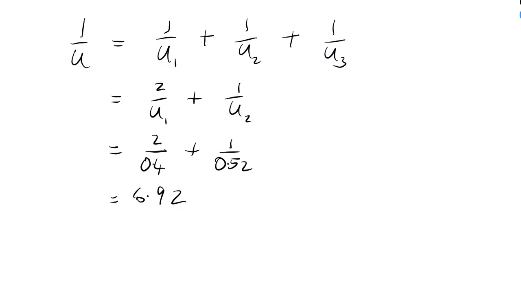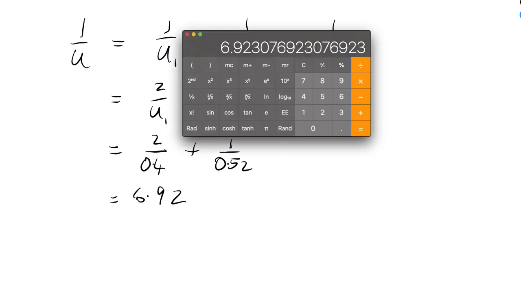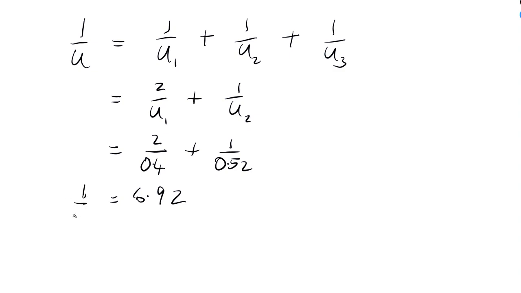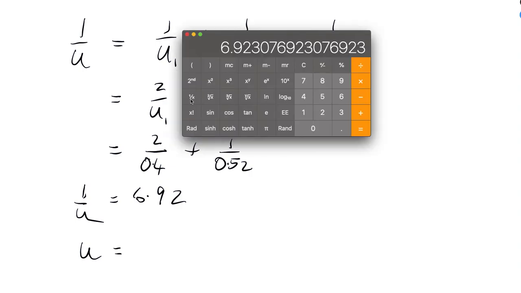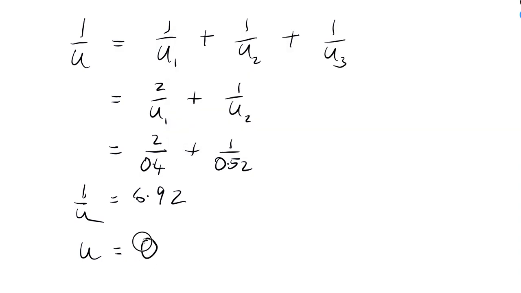And we need to get 1 over that. That was 1 over U. So U is going to be 1 over that, which will be, again, we can use this little 1 over x button here, and we get 0.1444. So U is 0.1444. Three significant figures is probably enough. And there we have the answer if we try and work it out in series.